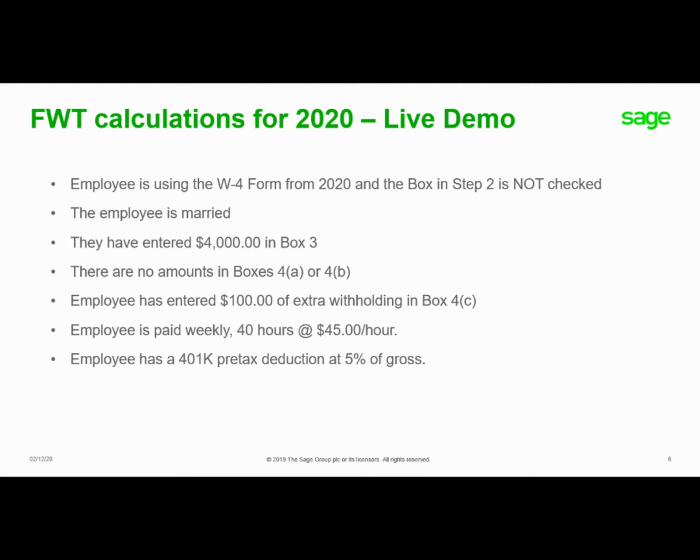They have entered $4,000 in box 3. There are no amounts in boxes 4A or 4B. The employee has entered $100 of extra withholding in box 4C. Our employee is paid weekly, 40 hours at $45 an hour. The employee also has a 401k pre-tax deduction at 5% of the gross.